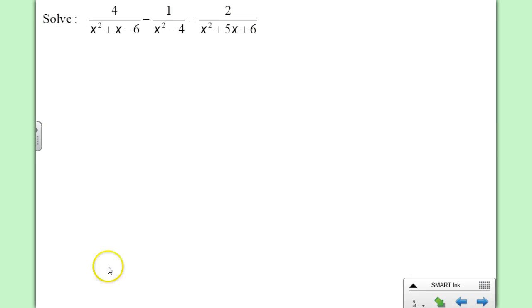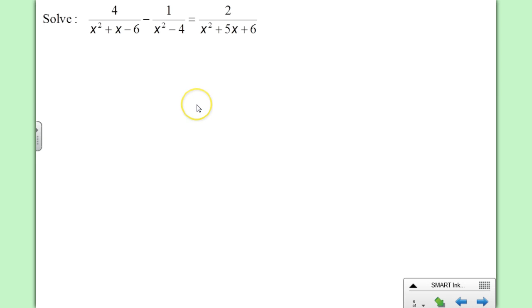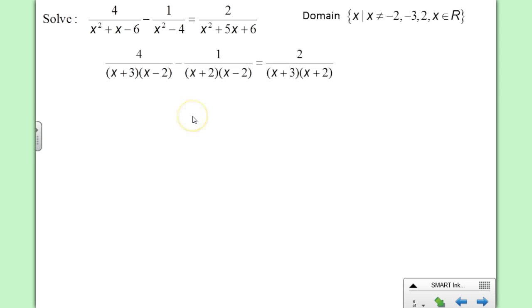We have another question. We're supposed to solve this one. How do we solve that one? First thing we better do is factor it, okay? So our step said factor it before you even start. This has got a lot of fractions. Okay, my domain is I can't have negative 2, and I can't have negative 3, and I can't have 2. Cool.